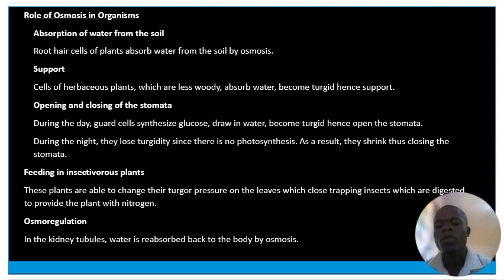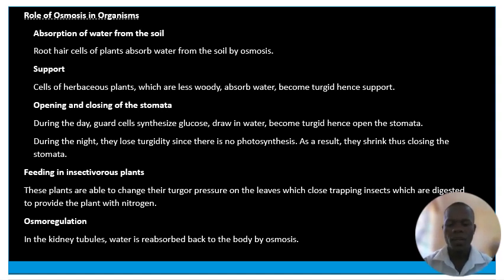Now let's talk about the roles of osmosis in organisms. Number one, osmosis helps in the absorption of water from the soil. The root hair cells of plants absorb water from the soil by osmosis.